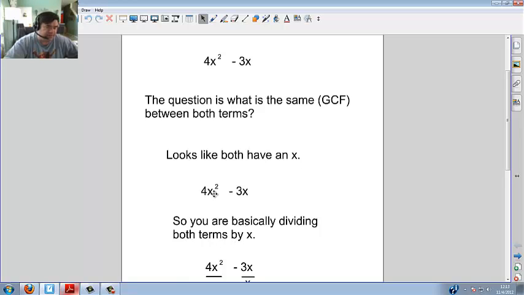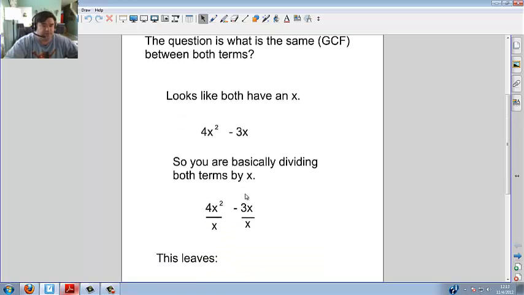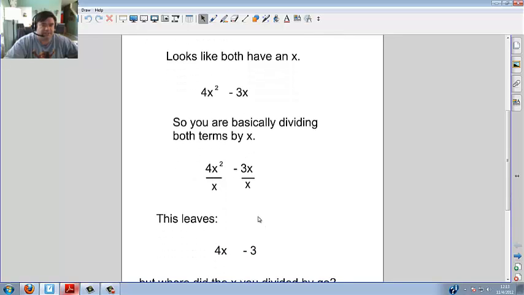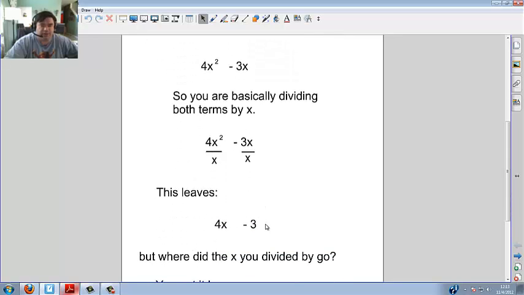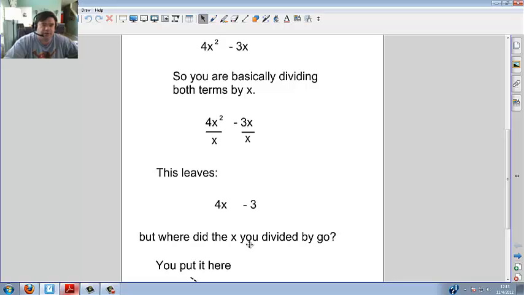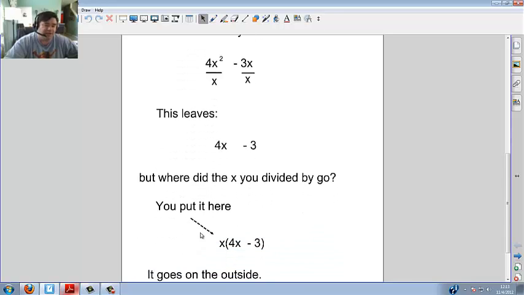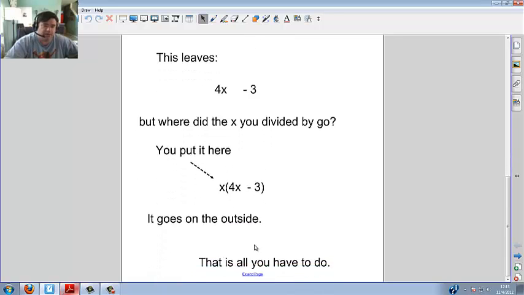So I'll take an x out of here, I'll take an x out of here. So I divide both by an x. This leaves 4x and negative 3. And therefore, where did the x you divided go? You put it on the outside. You took an x out of each one and put it on the outside, because if you took this times x, you'd get 4x squared back and negative 3x back. And that's all you have to do.